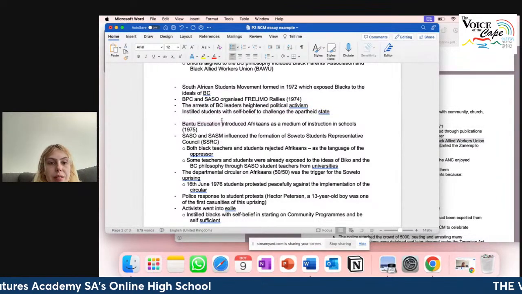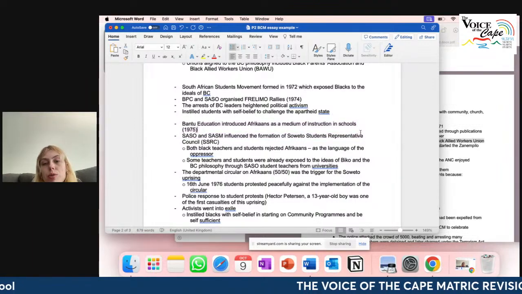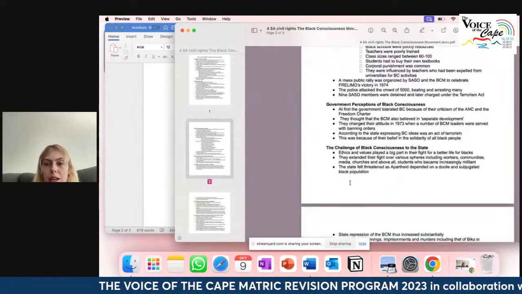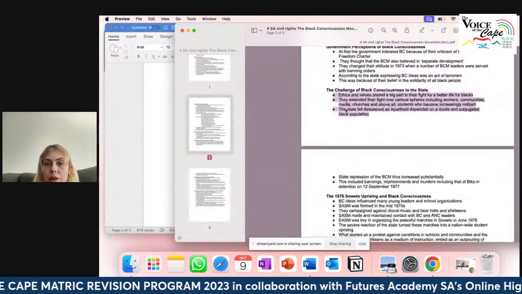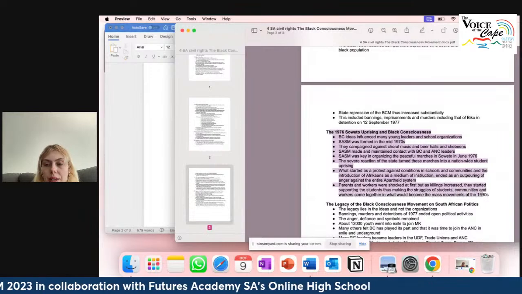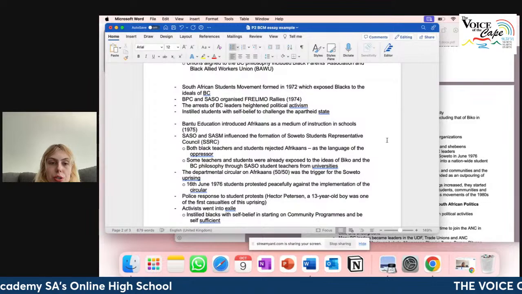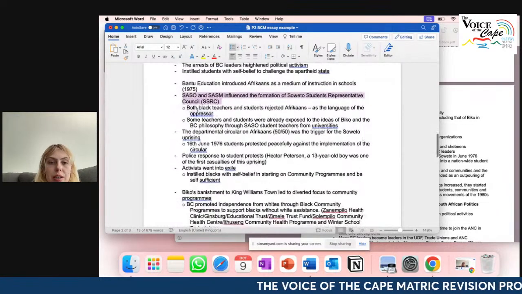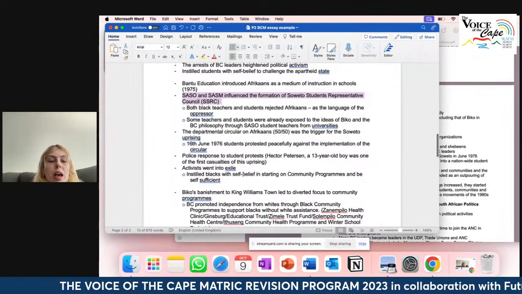Then here, 1975, Bantu education introduced Afrikaans as a medium of instruction in schools. This is the Soweto uprising part that you will discuss. So here, challenge of Black consciousness to the state. So the 1976 Soweto uprising was against Afrikaans as a medium of instruction in schools. So they influenced the formation of the Soweto Students' Representative Council. Both Black teachers and students rejected Afrikaans.